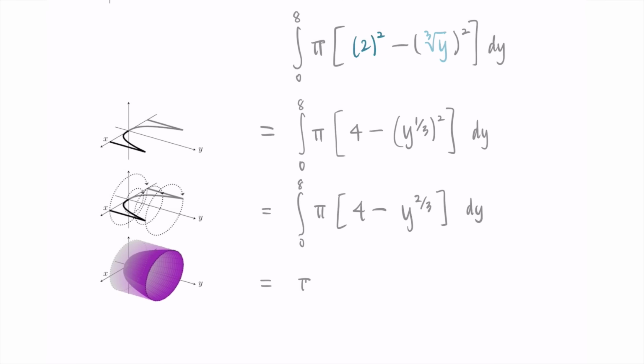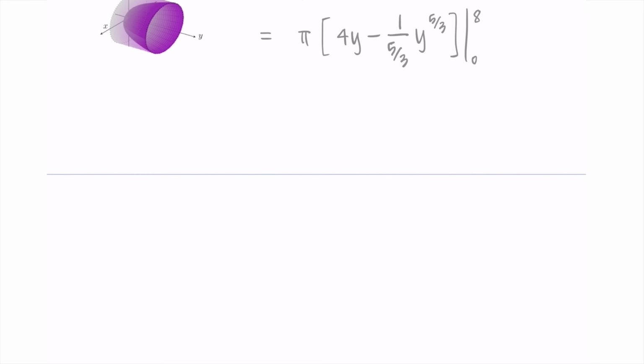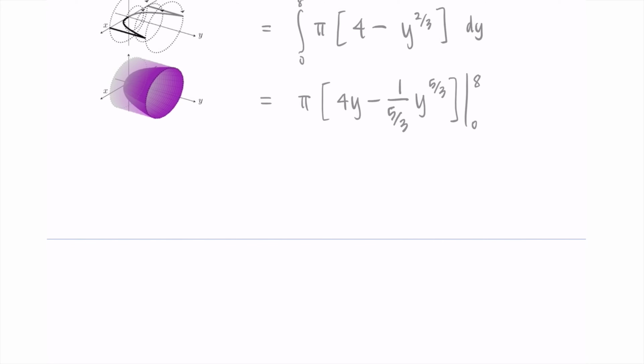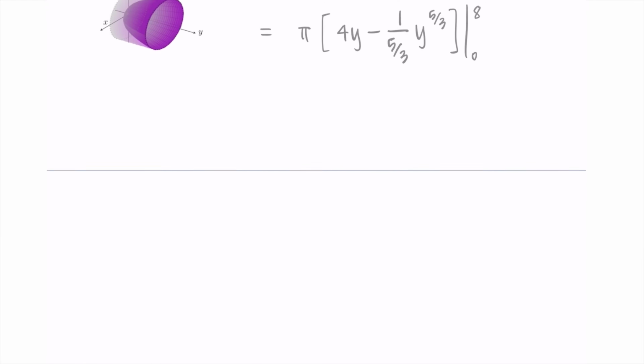So I'm getting pi times, I have 4y minus, I'm going to add 1 to the exponent, so it becomes 5/3, and then I divide by that new exponent. And we're doing this from 0 to 8. You can see here I basically just factored that pi out, so I guess I did end up doing that. It just sort of hangs around because it's a constant that goes with the integral. So again, we added the 3/3 to the 2/3 to get the 5/3, and now we just need to simplify this by substituting in the values.